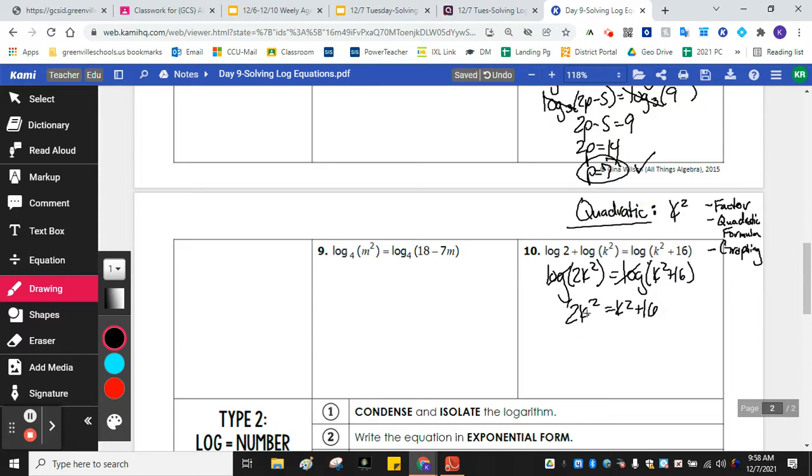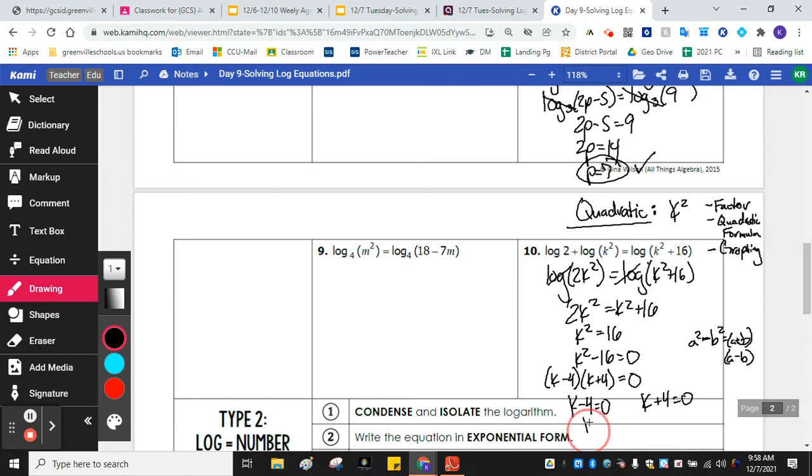So I'm going to move these two over, because if I can keep the k squared positive, it makes it easier to factor. So set it equal to 0. I'm going to subtract over k squared, and I'll get k squared equals 16. Subtract over 16. K squared minus 16 equals 0. And then when it equals 0, you factor. This is the difference of squares. A squared minus b squared equals a plus b, a minus b. So k minus 4, k plus 4. Set each of those equal to 0 and solve.